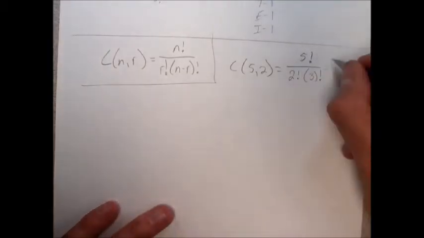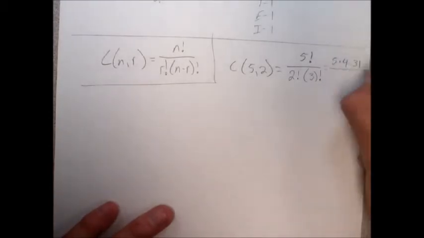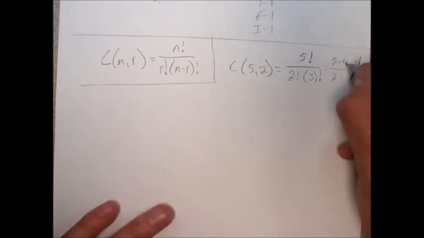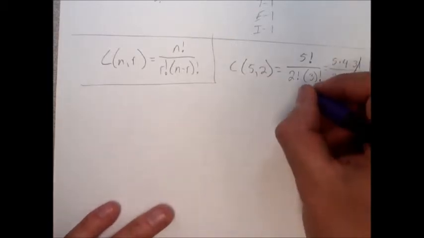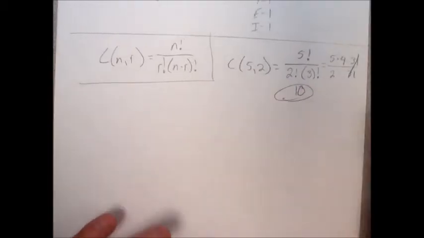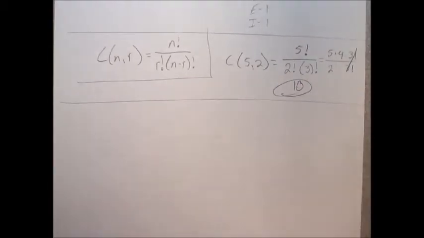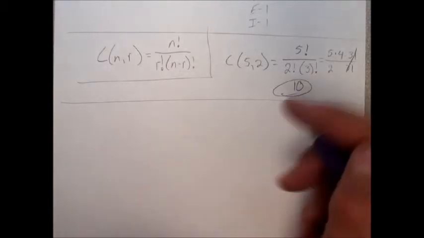I'd get 5 times 4 times 3 factorial. My 3 factorials would cancel out. 2 factorial is just 2, so I'm not going to rewrite it again. So my 3 factorials are gone, and I'm left with 5 times 4, which is 20, and 20 divided by 2 is 10. So that would be my total answer for that one. It's just 10 combinations.